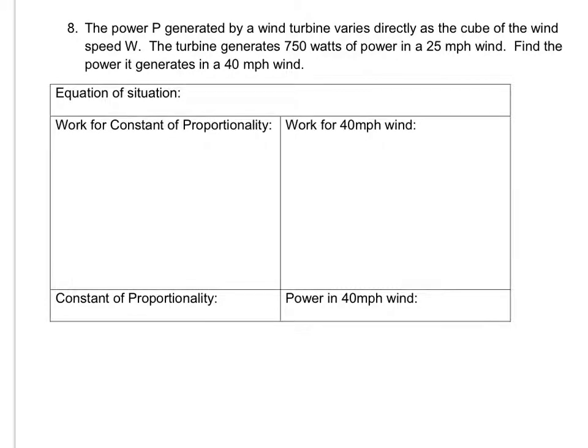Let's look at some more. All right, it says the power P generated by a wind turbine varies directly as the cube of the wind speed W. So this means P equals K W cubed. The turbine generates 750 watts of power. So this one is P in a 25 mile per hour wind. So that means this one, W. Find the power it generates in a 40 mile per hour wind.